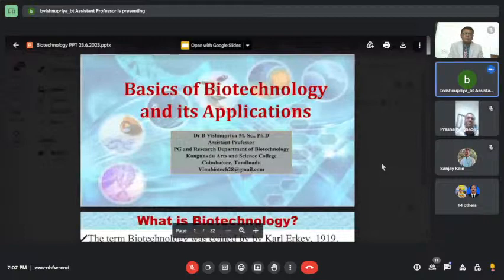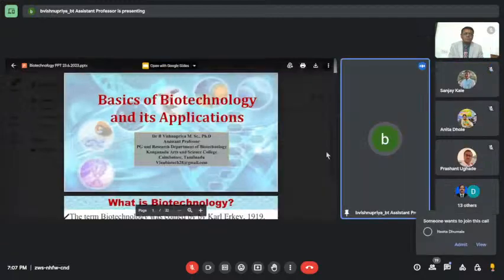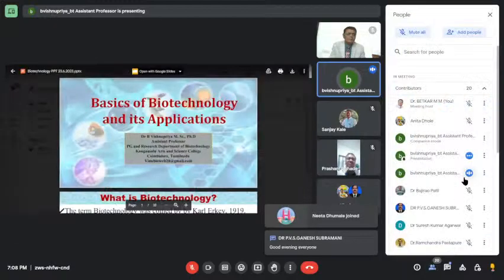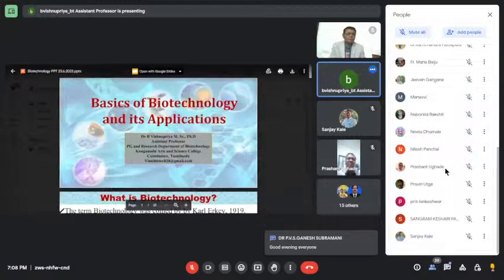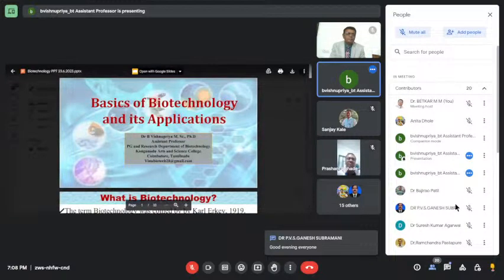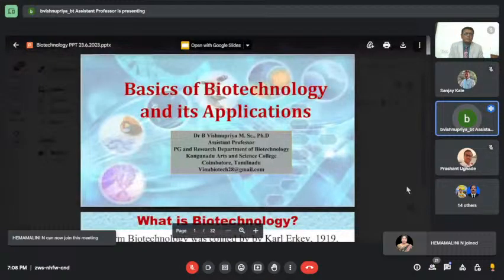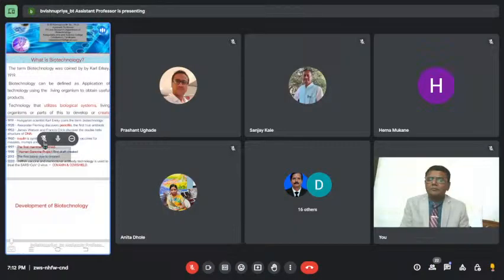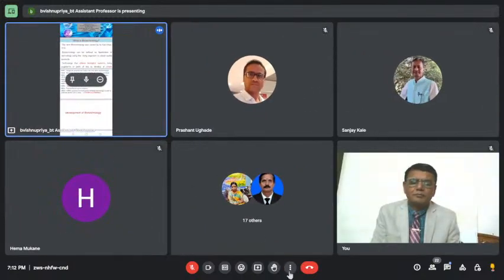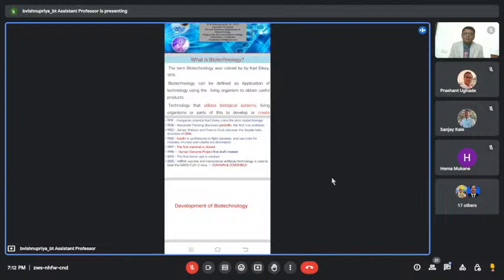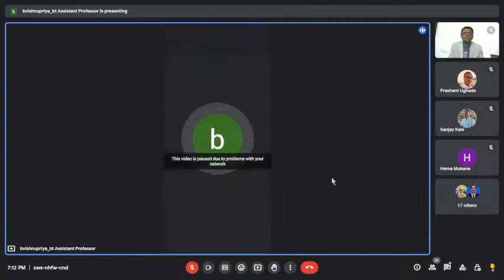The topic of today's presentation is basics of biotechnology and its applications, from the Department of Biotechnology, Kongunadu Arts and Science College, Coimbatore. First of all, about biotechnology: we use living organisms to obtain useful products. In this line, Covaxin and Covishield were produced by Bharat Biotech and Dr. Reddy's Laboratory, India. This is a great achievement and a technological discovery, part of the development of biotechnology.